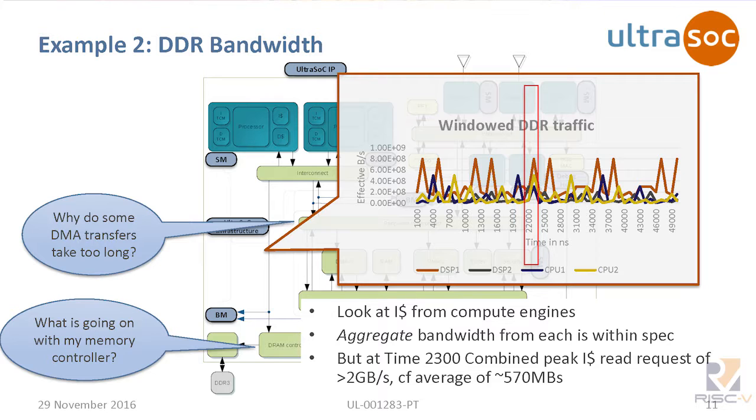Now, clearly, if that window is small and doesn't occur very often, it's not a problem. But if the window is sufficiently large, you're going to have serious problems. This is information that's been gathered in real time, and the bus monitor is sending out the metrics periodically.